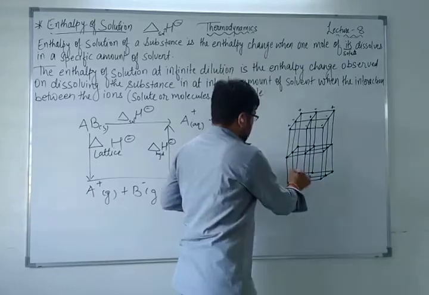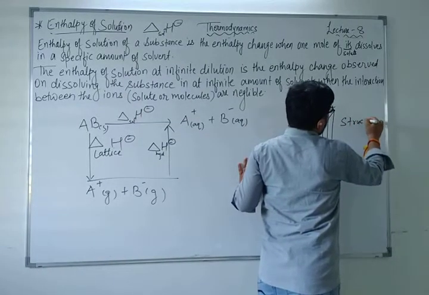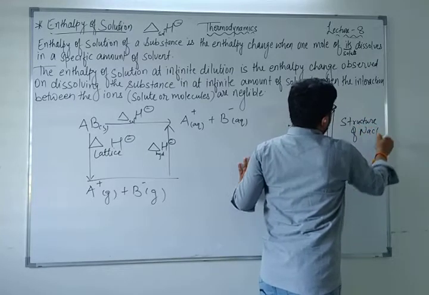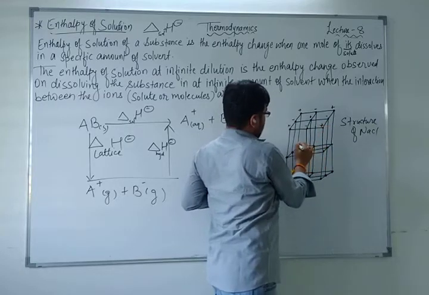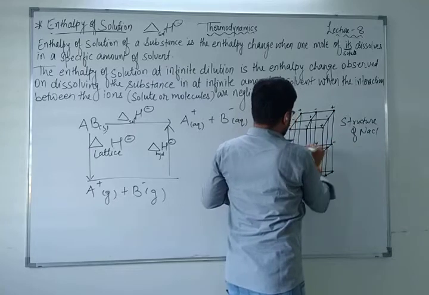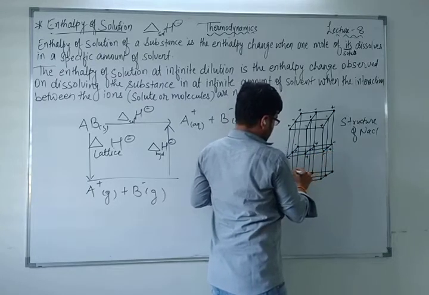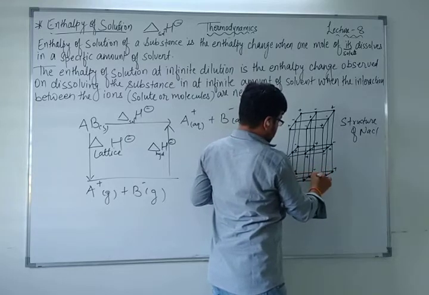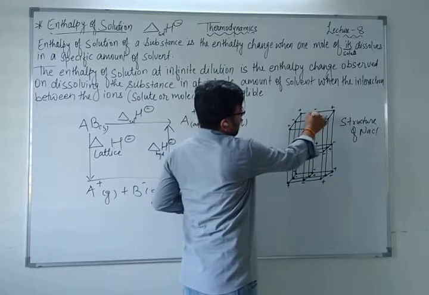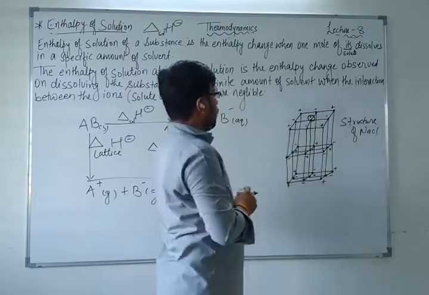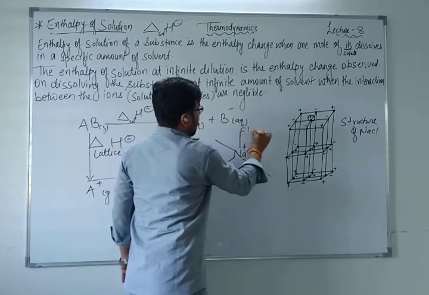Now I just want to show you how these atoms are surrounded. Here you can see the structure of sodium chloride, and why I have drawn plus, minus, plus, minus alternately. If I talk about all these plus ions, one plus is surrounded by six minus, which means one sodium cation is surrounded by six chloride ions.